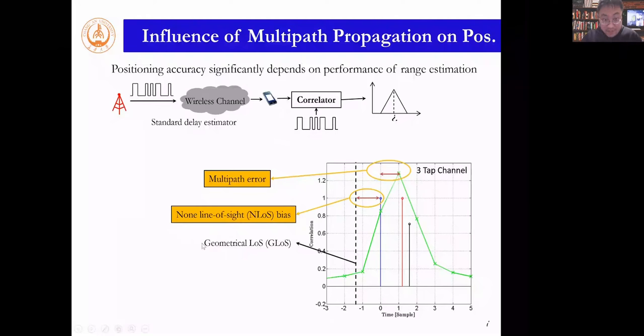So for the line of sight case, we have additional bias, as you can see by the second yellow curve. This is line of sight bias. It's additional bias caused by the propagation itself.